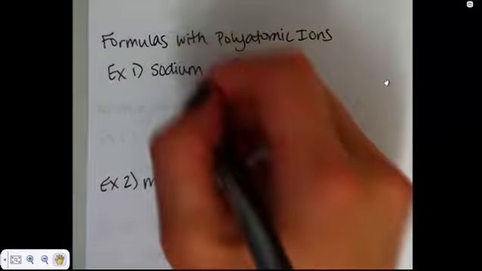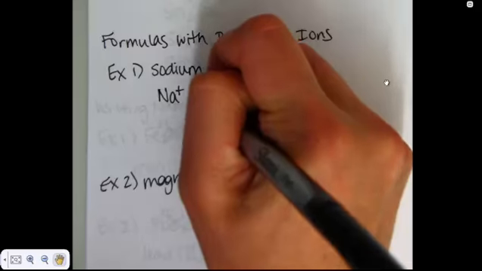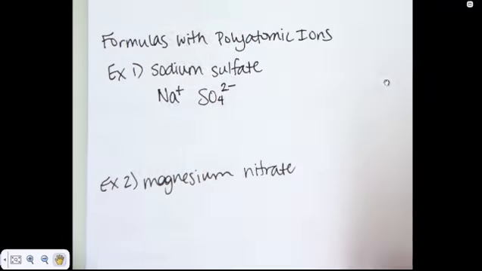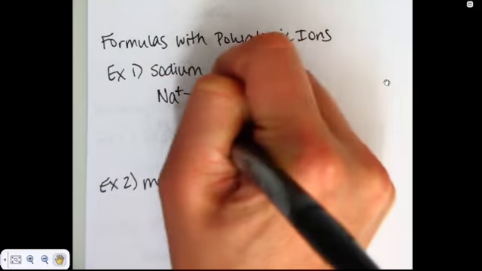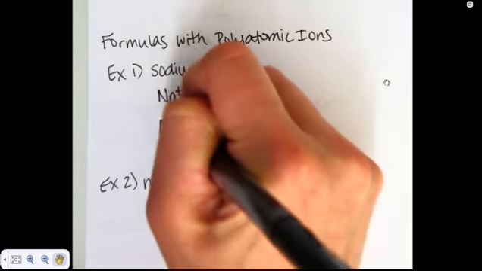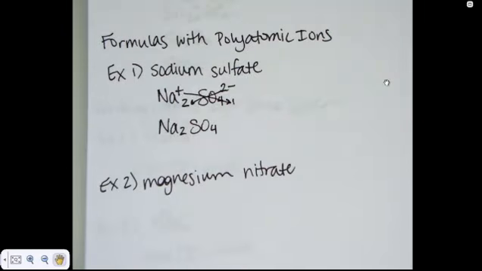So the first one is sodium sulfate. I know that sodium is Na plus 1. Sulfate is SO4, and it has a charge of 2 minus. We're going to cross the charges. The 1 goes down there invisibly, the 2 is there, and we have Na2SO4, sodium sulfate.